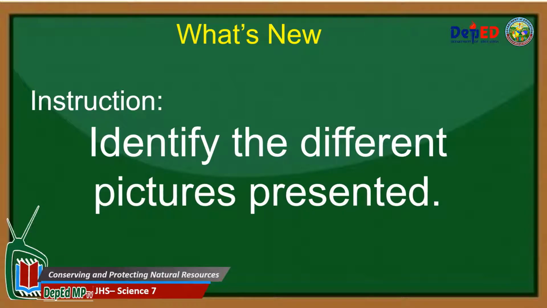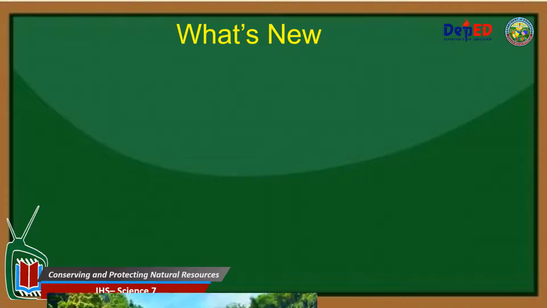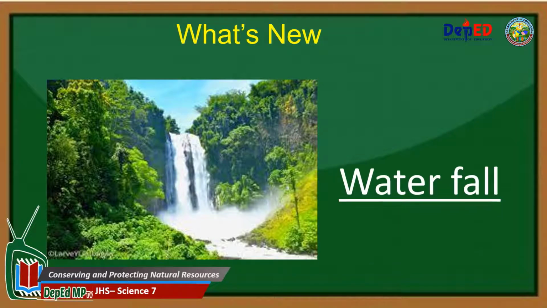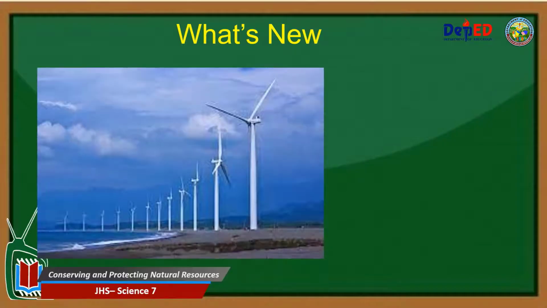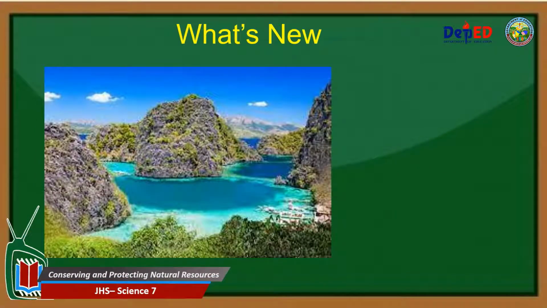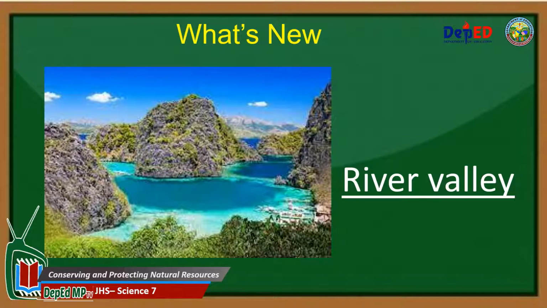We use all these things to survive or satisfy our needs. To continue, let us identify the different pictures presented. You may answer it orally. First picture. Okay, the correct answer is waterfall. Second picture. It's windmill. Third picture. River valley. Very good. You're able to identify the pictures.